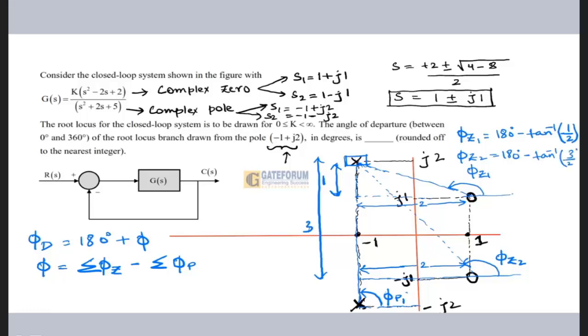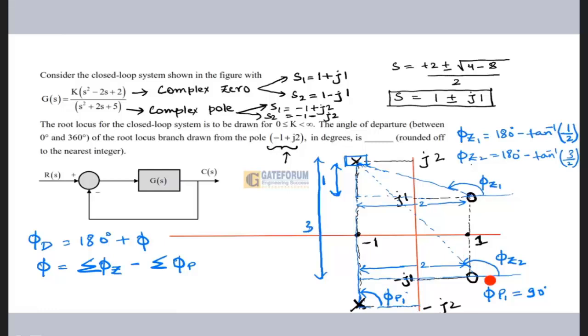right? And phi p1 is already given as 90 degree. Okay. This is phi z1 and this was phi z2. And this phi p1 is nothing but plus 90 degree directly, because you can see that the angle is taken in the anti-clockwise direction compared to the positive real axis. Here also I am taking the angle with respect to positive real axis, and all the angles are anti-clockwise.